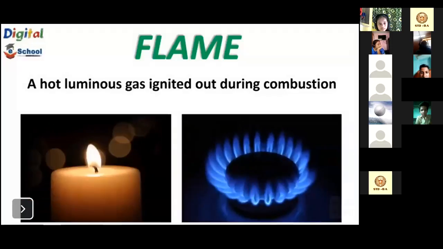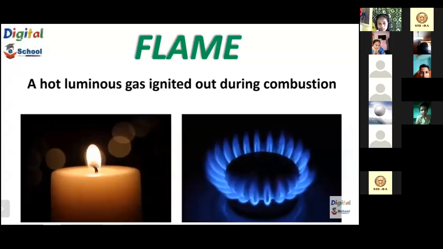Okay, can you see this page? Yes, ma'am. Hot luminous gas ignited out during the combustion. You can see two different types of flames. One is coming out from the oven and another is coming out from the candle. On the right hand side, we can see the flame is more blue. The flame being more blue means what? Can anyone tell me?